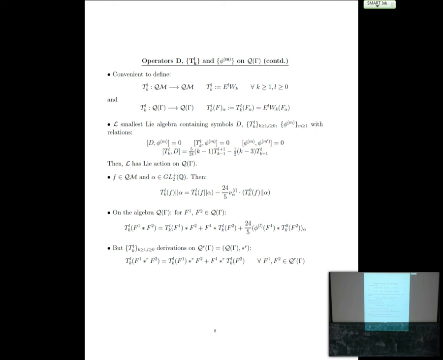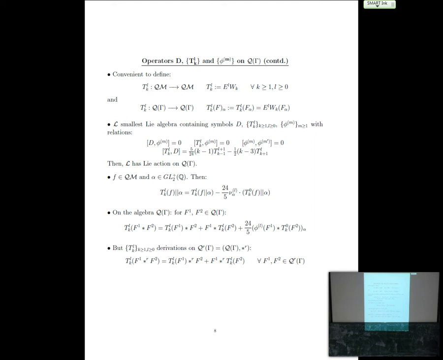So the program should be the following: to find some geometric meaning, what you have to find is its structure. Is it a bi-cross product? Does it have geometric meaning? And then compute its cyclic homology.